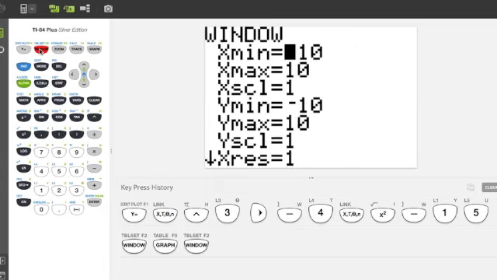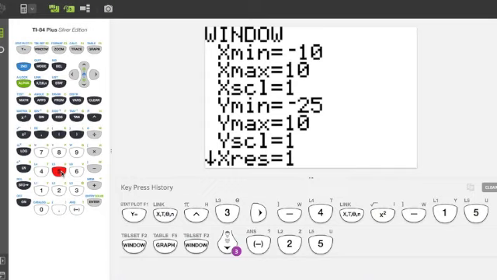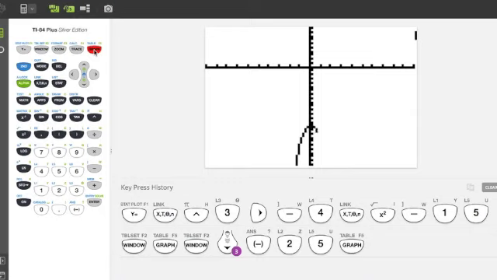They ask us to change the window. And x values from -10 to 10 and y values, come down here to the y values, and this is the -25. And let's graph that. Oh, much different graph. This one looks like it could be our better one.